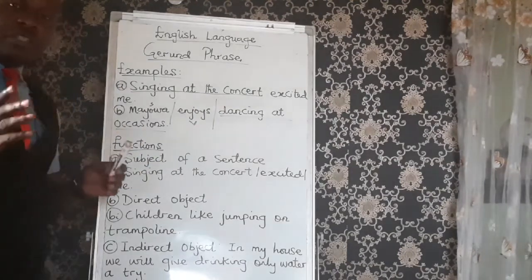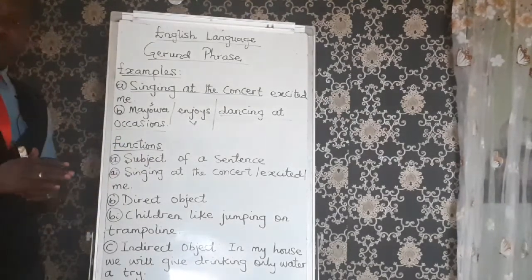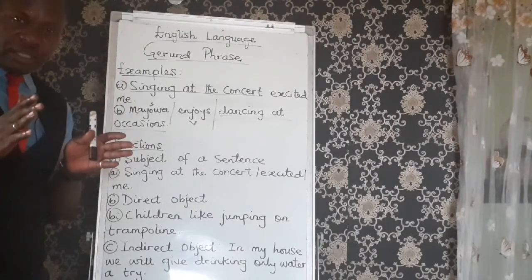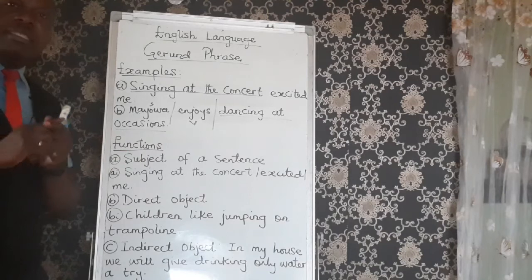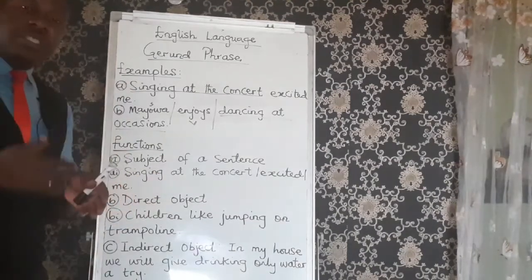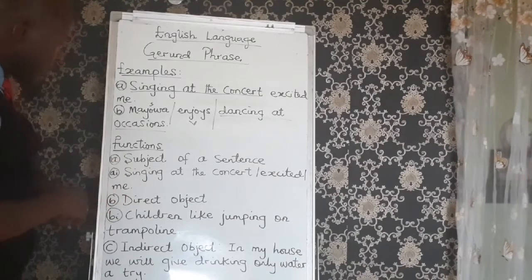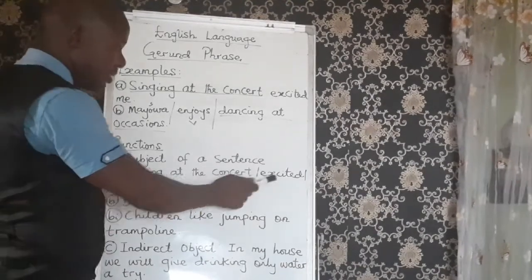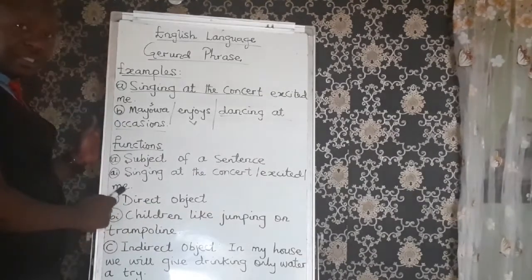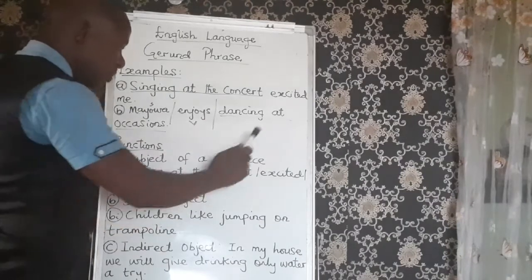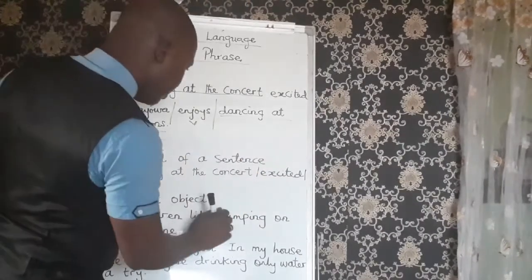Now, let's go to functions of gerund phrases. Like gerunds, they share the same functions. Now, the first one we're looking at is subject of the sentence. A gerund phrase functioning as subject of the sentence. The example here says, singing at the concert excited me. You remember this? We used it just here.